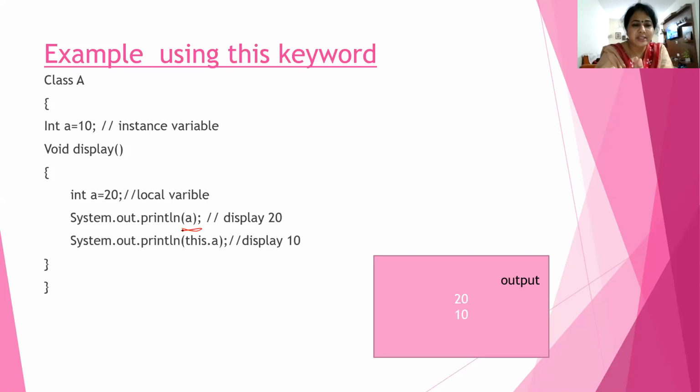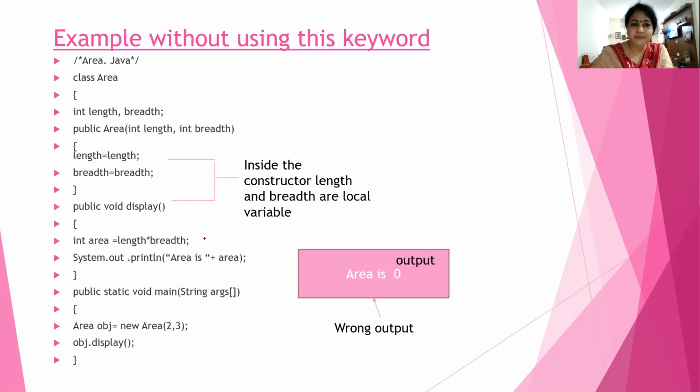Now here you see the example. Here if we write only a, it will display 20, but if we give this.a, it will give the output, the value of the instance variable. So this resolves the confusion between the local and the instance variable. So if you want to display the instance variable, then we have to use the this keyword. Okay, now another example, more clear here.